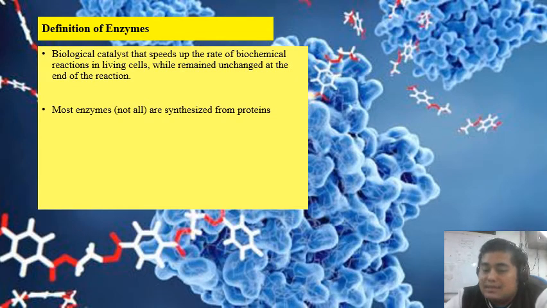Most enzymes, tak semua, kebanyakan enzim terbina daripada protein. Protein yang keberapa? Struktur yang ke-3. Tertiary structure, which is we have our enzymes, our hormones.